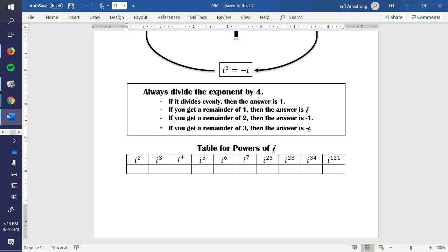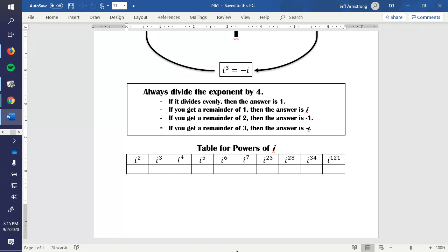And I only care about the remainder part. The 1 on top, the quotient of 1, just says how many times we've gone around. I don't care. I want to know what I land on when I spin the wheel. So I get i to the first, which is i. Okay, so we leave i to the first as just i.